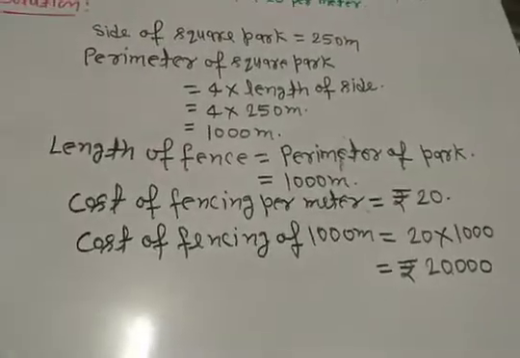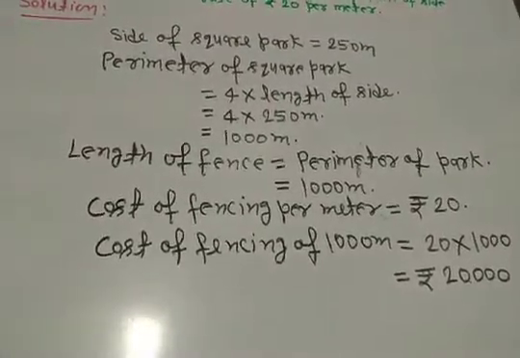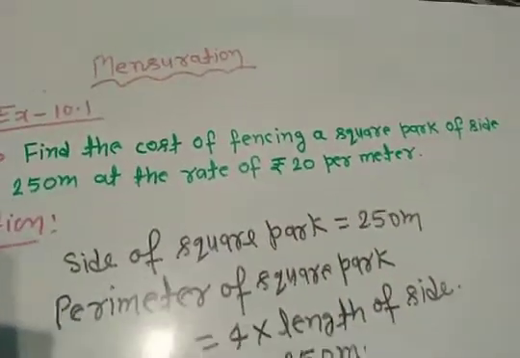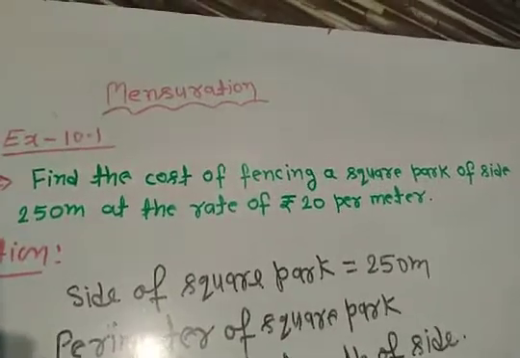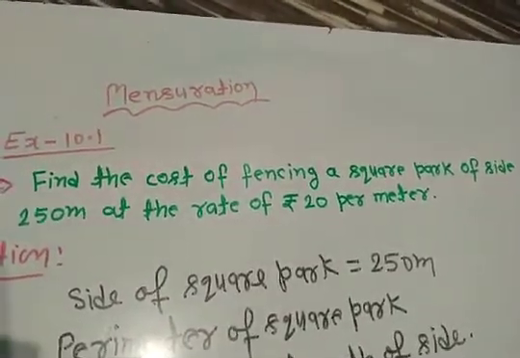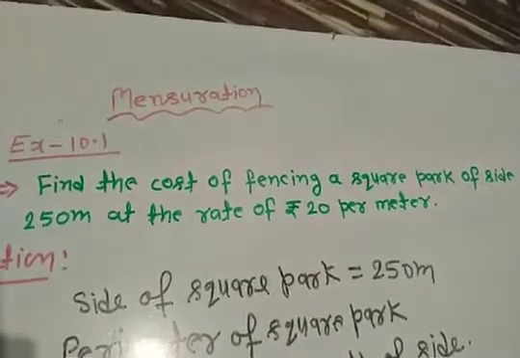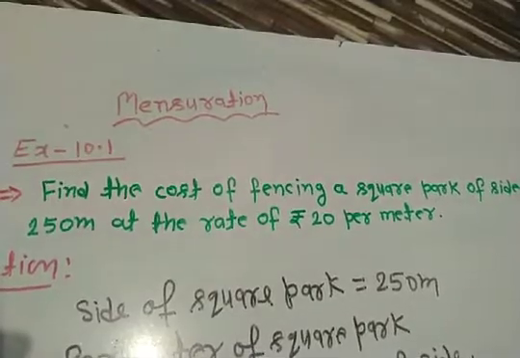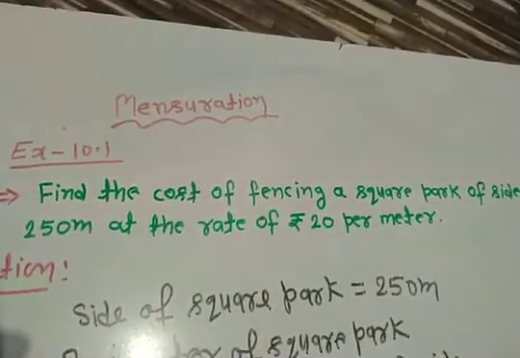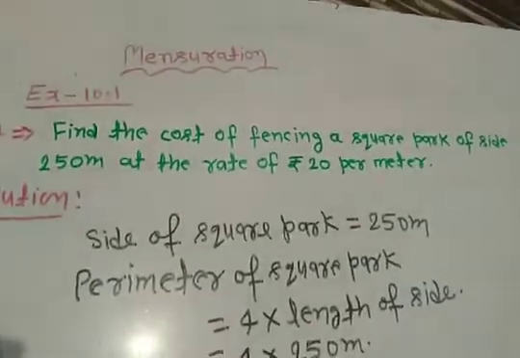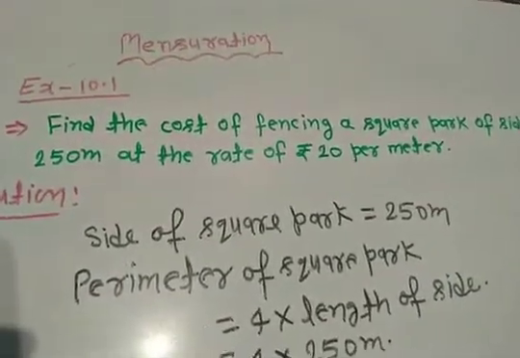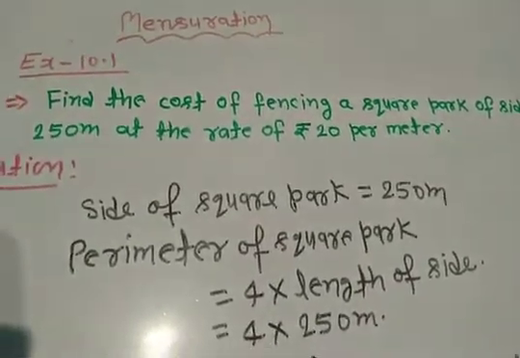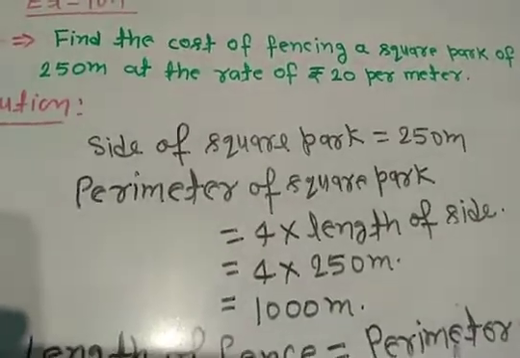Okay, I hope all of you understood. Here let's see this question again. In this question, the square park is given, whose side is 250 meters, and the cost of fencing per meter is also given, 20 rupees. We have to find the cost of fencing of the square park.